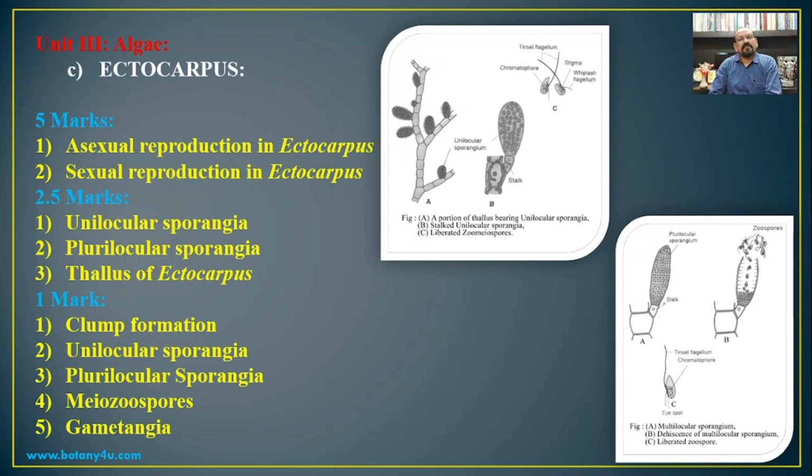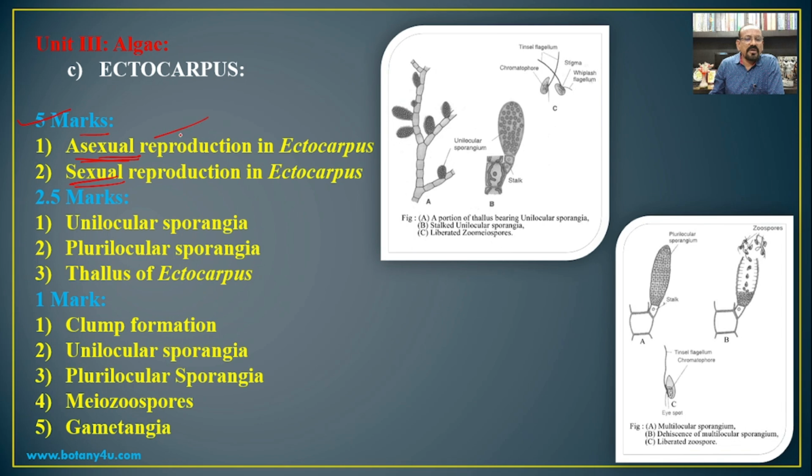The third alga in this unit is Ectocarpus. In Ectocarpus, again the same types of questions are asked for 5 marks, that is the asexual reproduction in Ectocarpus, and second, the sexual reproduction in Ectocarpus. Means both types of reproduction are asked for 5 marks.